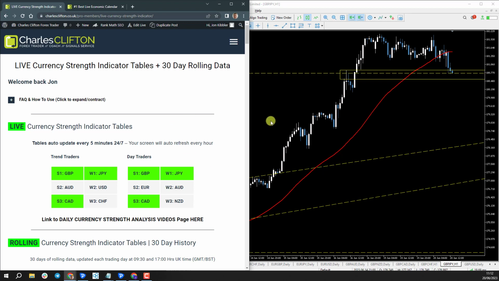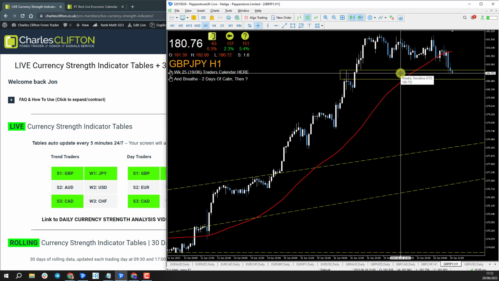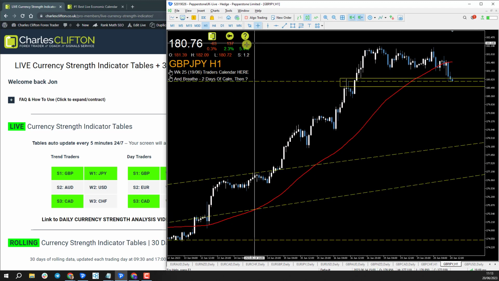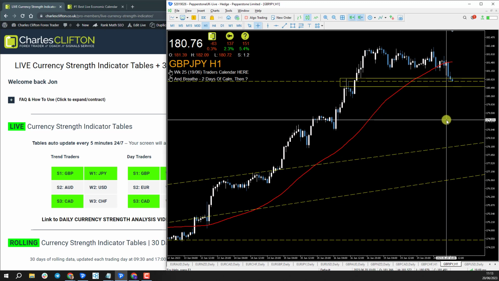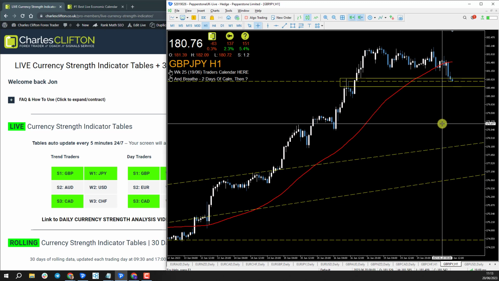Now, yesterday we talked about an entry here at the 180.75, so we are currently in this position. We've used the max stop loss of 150 pips, bringing us just below this area down through here, around that 179 handle. The reason we've done that is because the market needs to potentially breathe here, so we're giving the market space to breathe by using that larger stop loss.